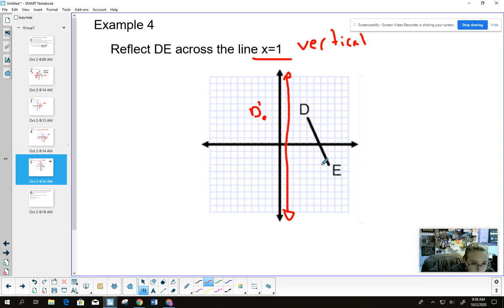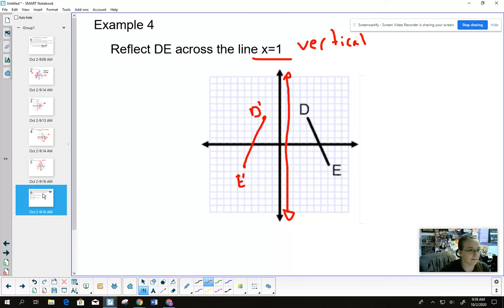E, we have the same thing. 1, 2, 3, 4, 5, 6 away from my mirror. Now on the other side, same thing. Counting from here. 1, 2, 3, 4, 5, 6. There's E prime. Okay, so hopefully we're understanding how these reflections work. The key thing is to count to the mirror and away. To the mirror and away, however we need to do that.